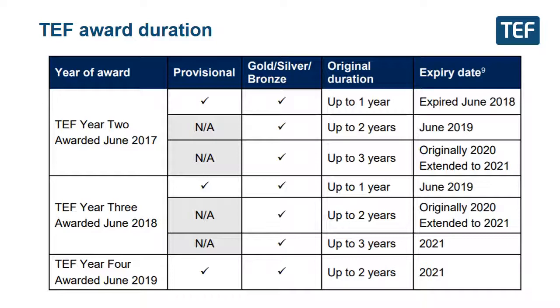So that means all TEF Year 2 and 3 awards that were due to expire in 2021 will be extended by 1 year. TEF Year 4 awards will last for 2 years to 2021, regardless of how many years of suitable metrics you have, and this applies also to provisional awards which were previously only valid for 1 year. All awards that are due to expire in June 2019 will still expire. So if you hold an award that's going to expire in June 2019 and you wish to hold an award from 19 to 21, you should apply for a TEF Year 4 award.